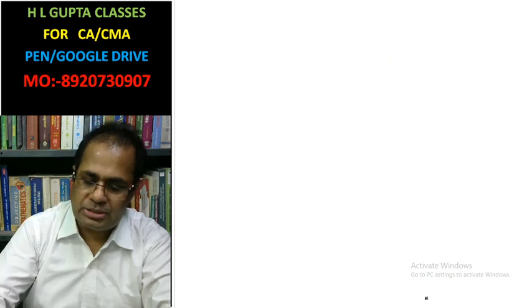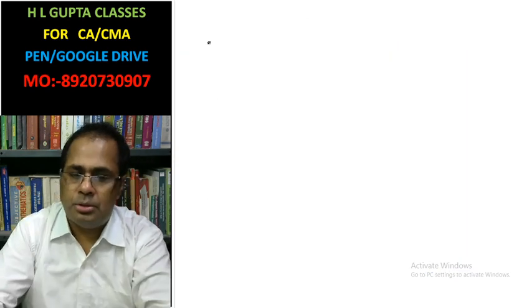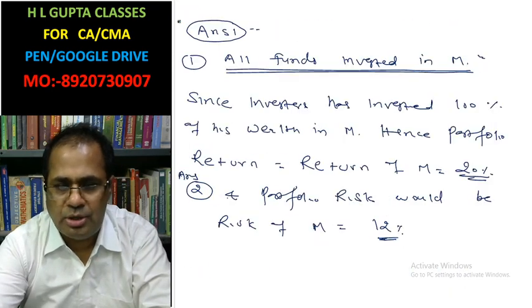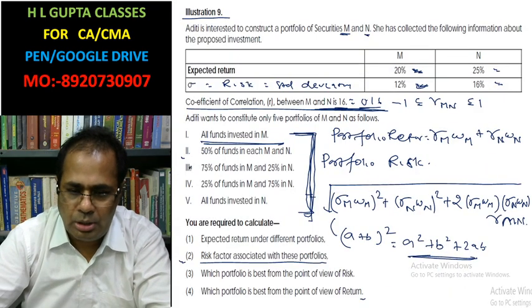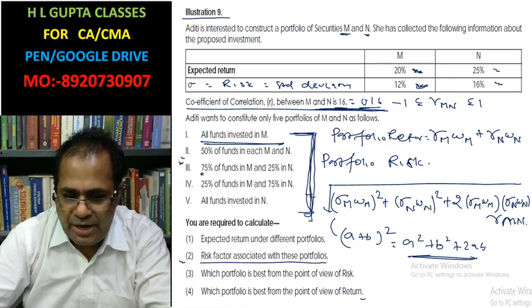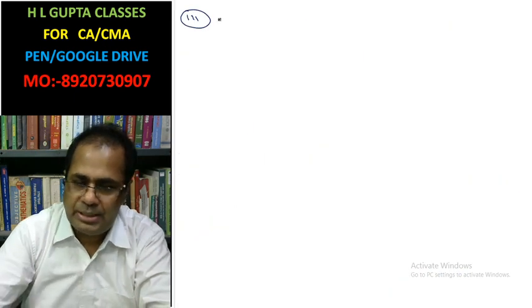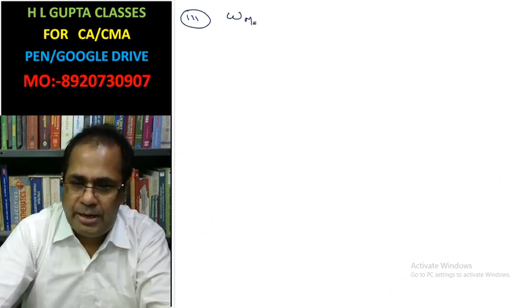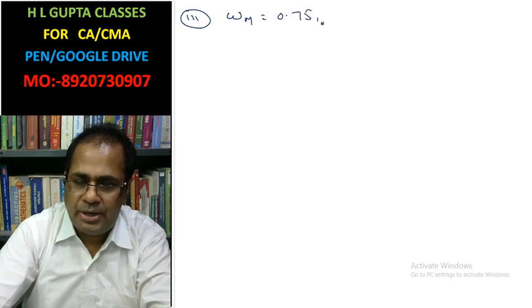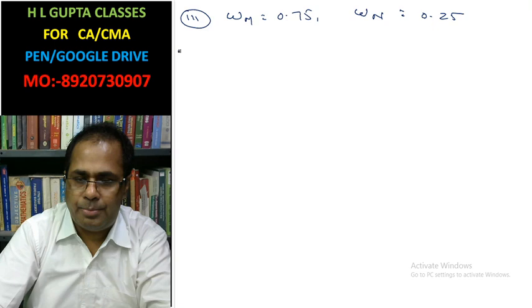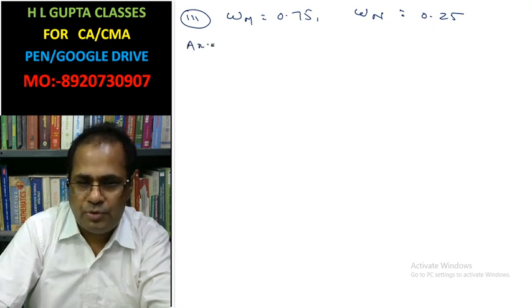Now I am going to discuss the third weight. What are the weights here? Please look here. In this case, third, 75% of M and 25% of N. Weight of M is 0.75, weight of N is 0.25. Answer of the first part, that is the portfolio return.